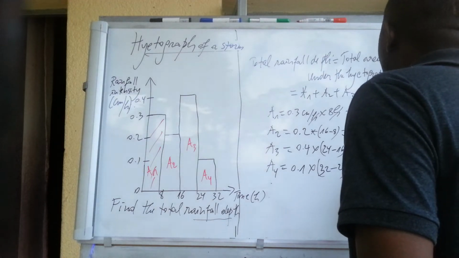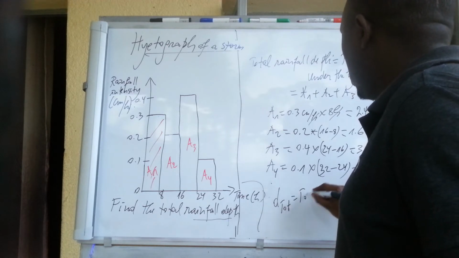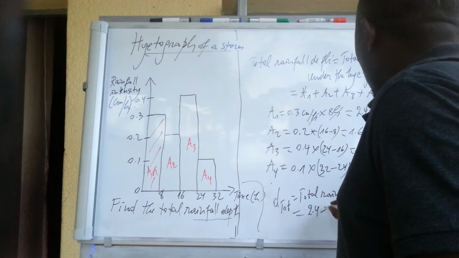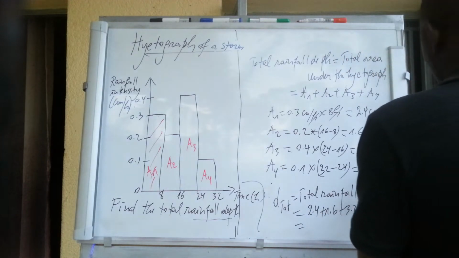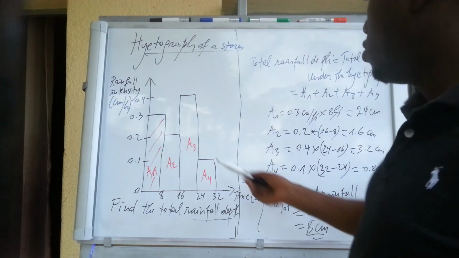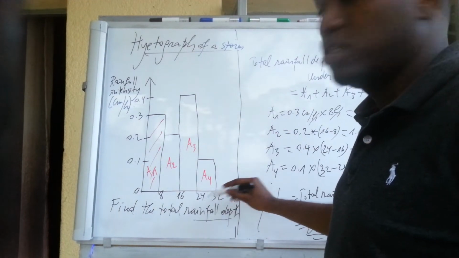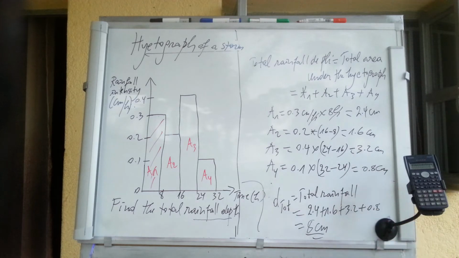We get 0.8. So the total rainfall depth will be equal to the summation of this, meaning 2.4 plus 1.6 plus 3.2 plus 0.8, which is equal to 8 centimeters. So this is the total rainfall received by this area during the storm duration of 32 hours, and the total rainfall depth was 8 centimeters. Generally, that's how we can use the hyetograph.